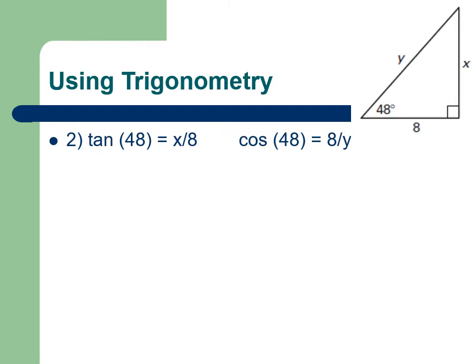And for x and y, you can see the setups here. Tangent of 48 equals x over 8. Cosine of 48 equals 8 over y. And then here you have your solutions.